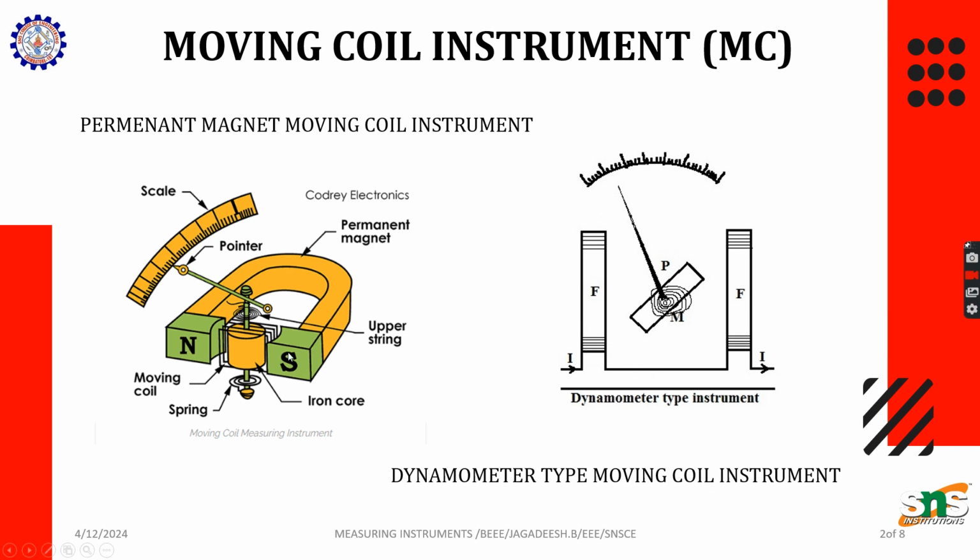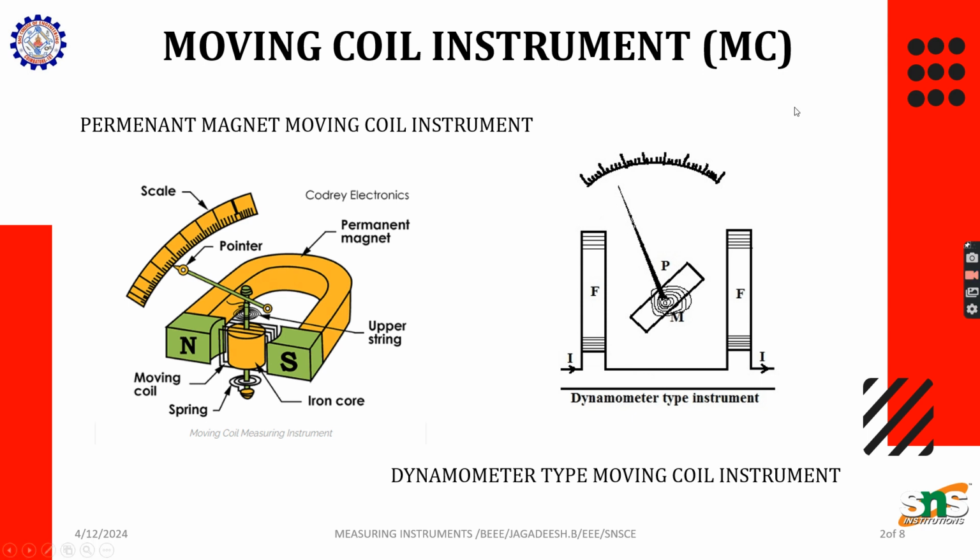The core of the moving coil is where the DC quantities can be passed, and because of the permanent magnetic effect, the magnetic flux will cut the moving coil. Because of the supply given from outside, it may be a voltage, a current or a power, the moving coil will start to move. Automatically the pointer connected to the moving coil will also rotate, which makes the pointer move from left to right. This is how the permanent magnet moving coil instrument actually works.